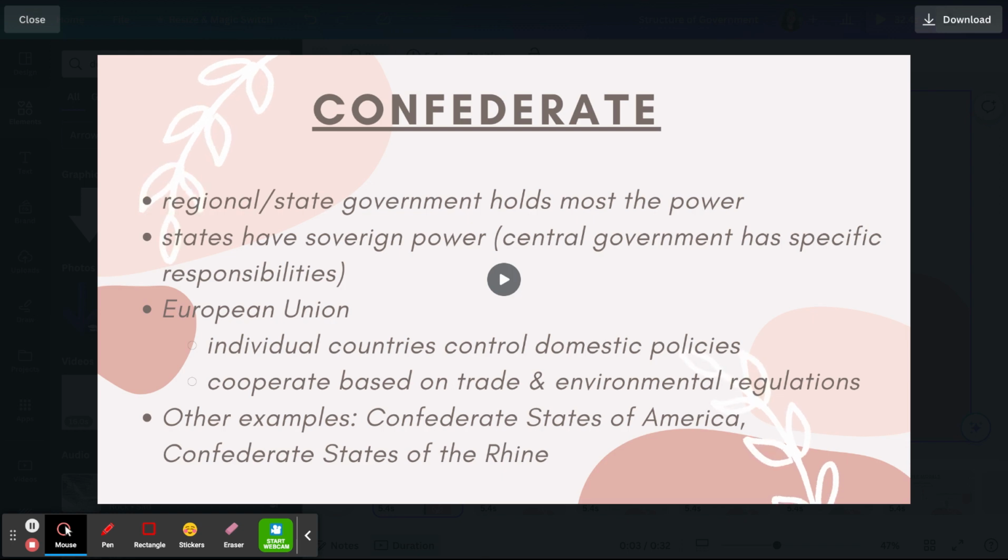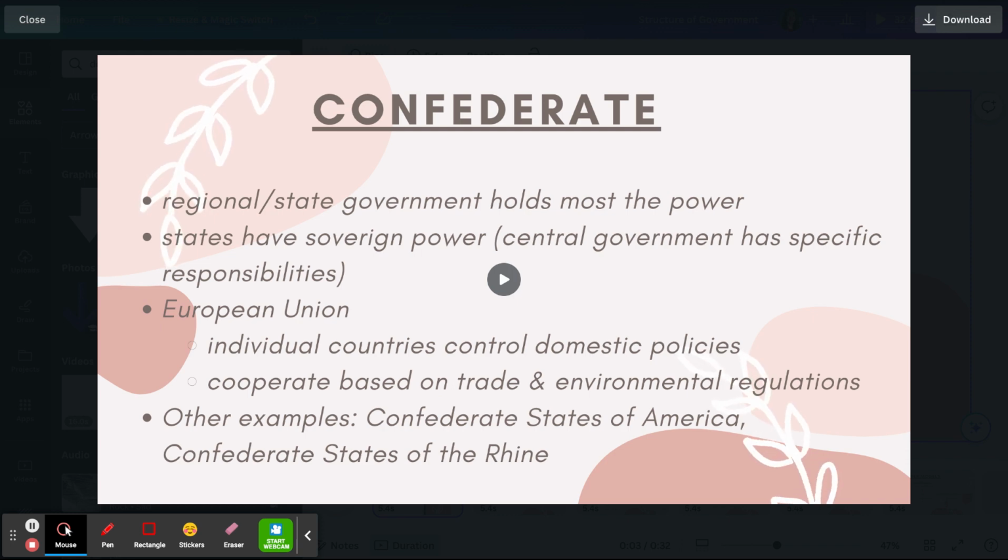However, the European Union as an organization helps the countries to cooperate based on trade. So, for example, they have a common currency system as well as environmental regulation, so dealing with things like climate change. So, other than those issues, for the most part, the European countries run independently.